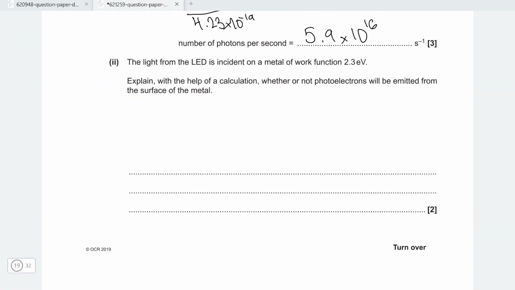Part 2, the light from the LED is incident on a metal of work function 2.3 electron volts. Explain with the help of a calculation whether or not photoelectrons will be emitted from the surface of the metal. So if the energy of the photon is above the work function, photoelectrons will be emitted.